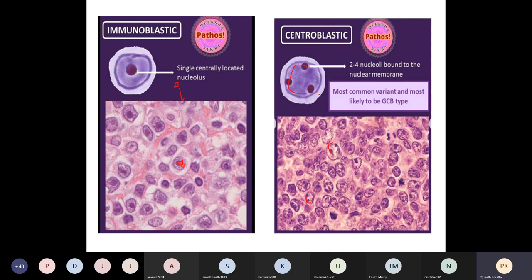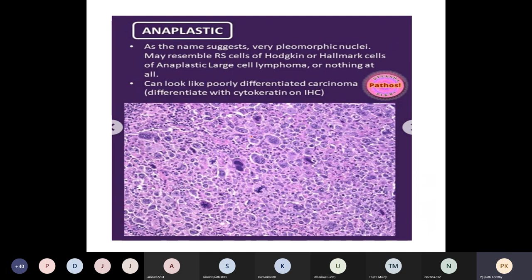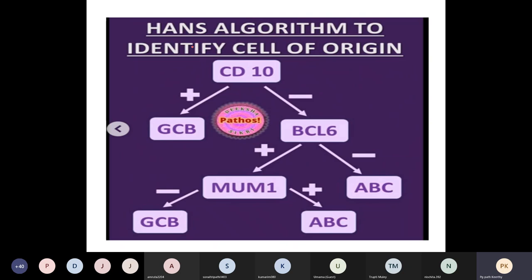So centroblast means, obviously, where do you see centroblasts? You see them in the germinal center. So it becomes DLBCL of germinal center type. Anaplastic means you see anaplastic cells which may resemble RS cells. So you might get confused with poorly differentiated carcinoma also. To come to this conclusion, we will do Hans. No need to remember all this, just remember the name Hans.